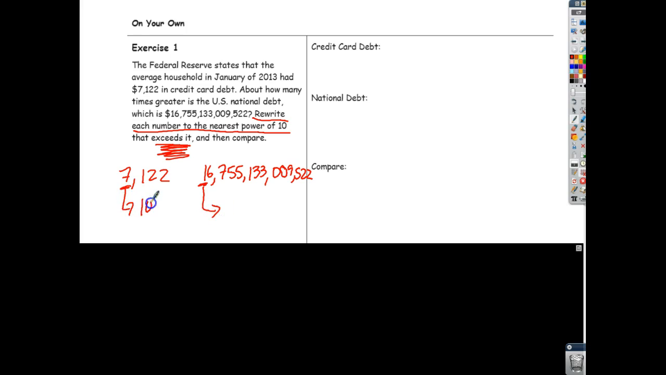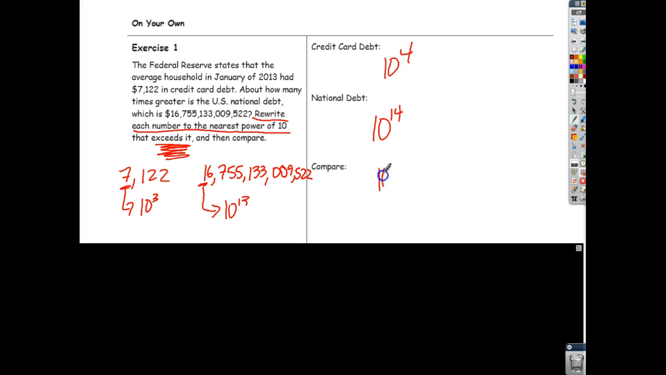So this one is 10 to the third. Remember, I'm starting at 10 to the third, then 4, 5, 6, 7, 8, 9, 10, 11, 12, 13. So that one's 10 to the 13. So the one that exceeds credit card debt is 10 to the fourth power. That's the one that exceeds it. And then this one is 10 to the 14th.